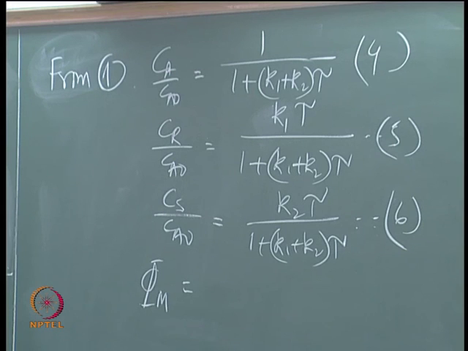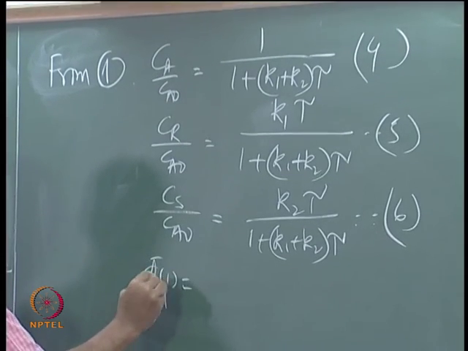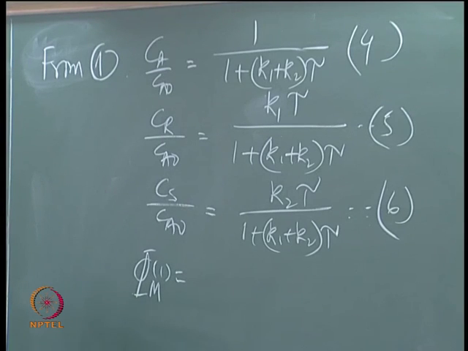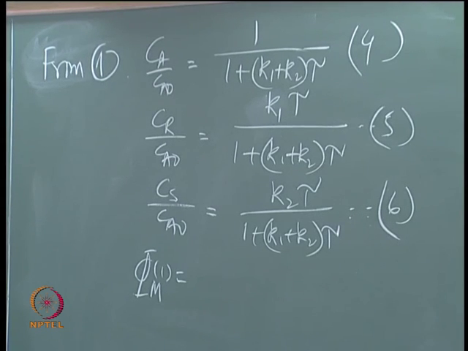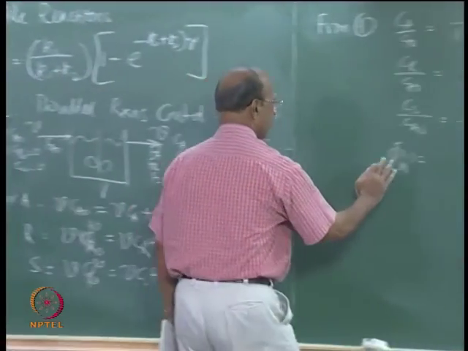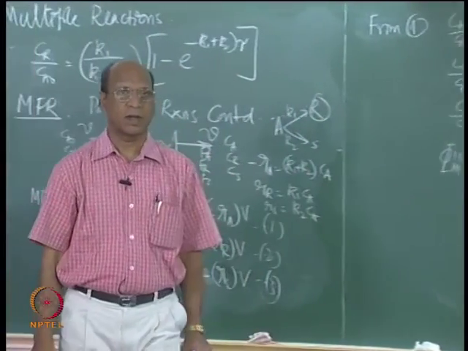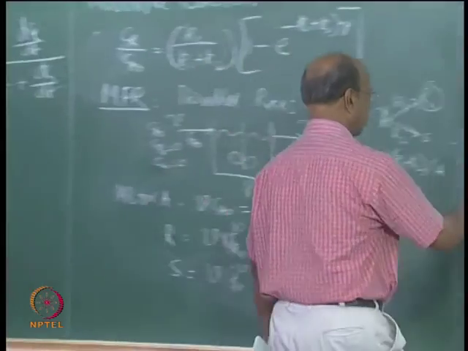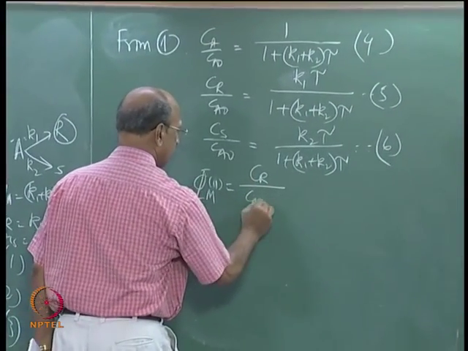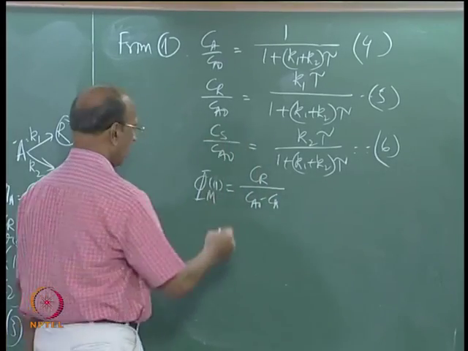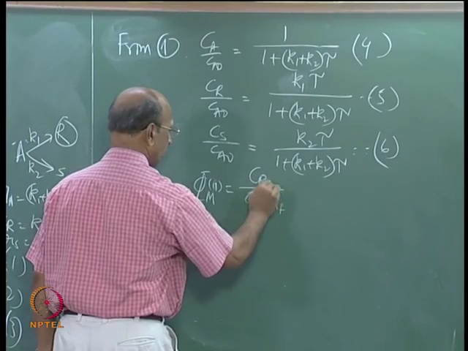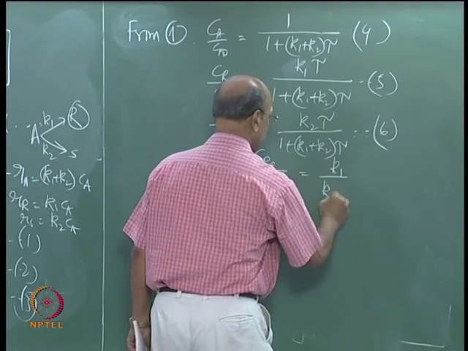Phi m, you can tell me C A by C A naught. That is phi m 1. One, yield one. That is C R by C A naught. It's already there. Where is there? C R by C A naught. Equations. Ah, okay. Then tell me two. This one two is what I am asking, C R by C A naught minus C A or C A F. Okay, if I take final, you are right. K1 by K1 plus K2.